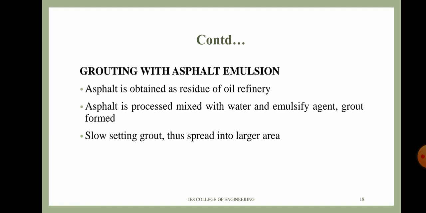And the last, grouting with asphalt emulsion. Asphalt is a product which is obtained as a residue of oil refinery, and asphalt is processed, mixed with water and emulsifying agent, and thus grout is formed. But this is a slow setting grout, thus it spreads into a larger area than the other cases.